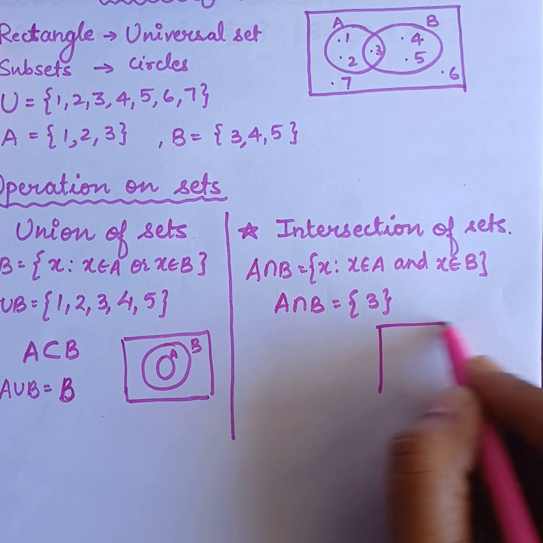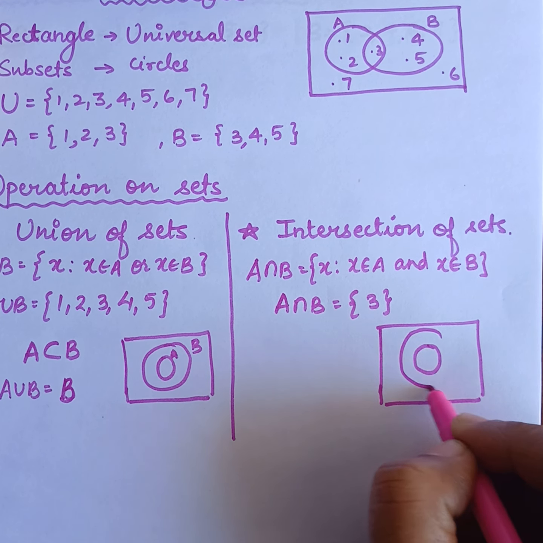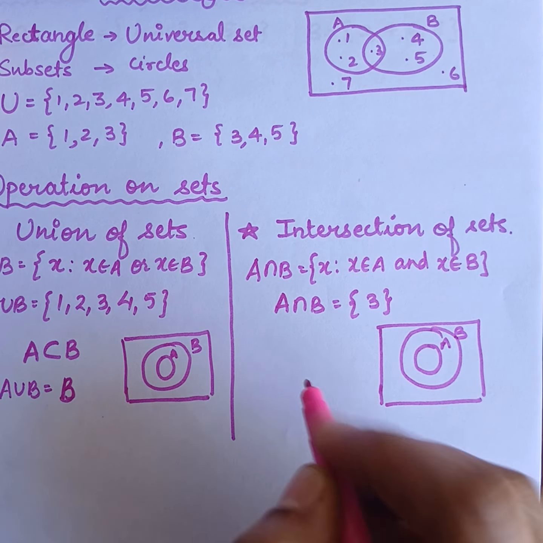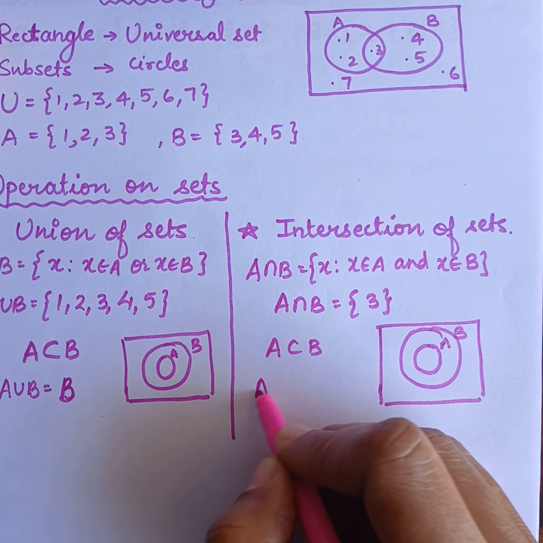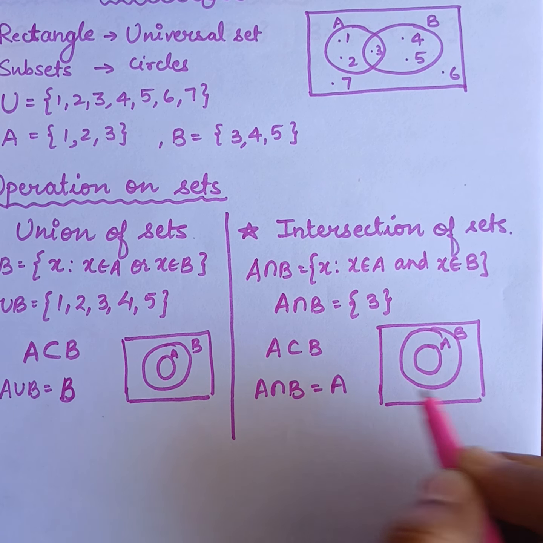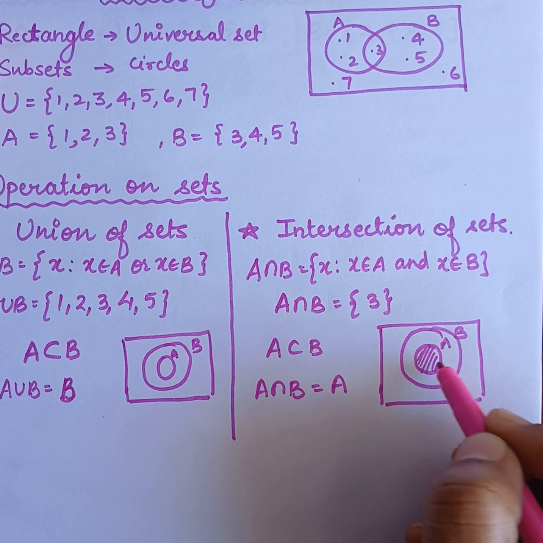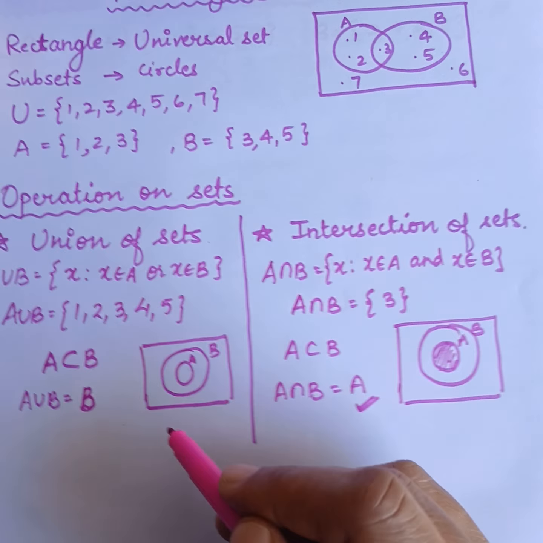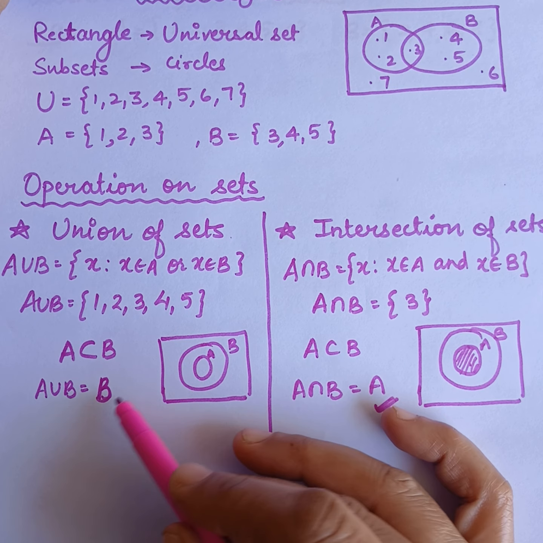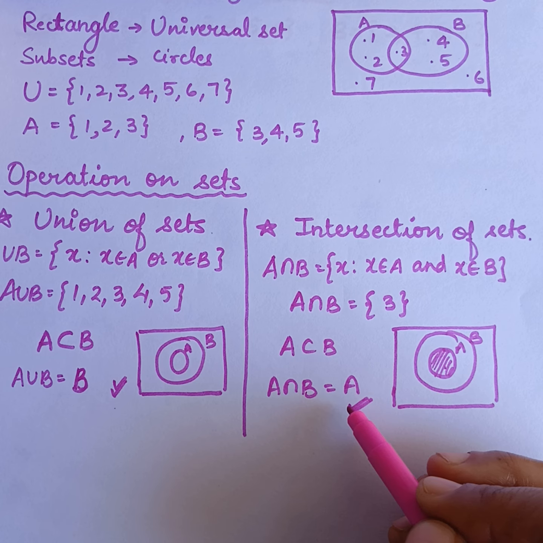And if I represent it with the help of a Venn diagram, this is A, suppose this is B. If A is contained in B, then the intersection will be the smaller set. Intersection means which is common to both. Now common to both is only this area. This area is there in A as well as in B also. So A intersection B will be A. So if A is contained in B, then the union will be the bigger set, and the intersection will be the smaller set.